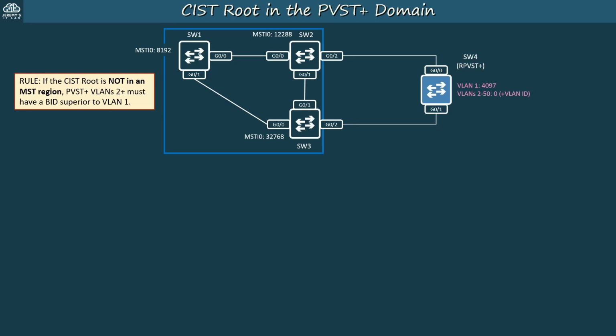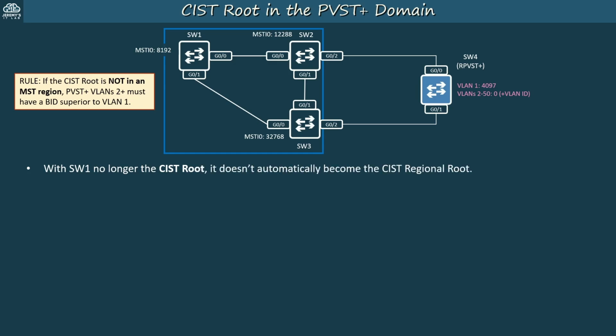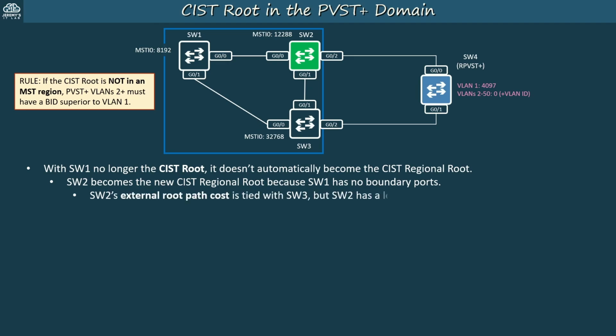Before we examine why that rule is necessary, let me point out a few things. With switch 1 no longer the CIST root, it doesn't automatically become the CIST regional root for region 123. Instead, switch 2 becomes the new CIST regional root because switch 1 has no boundary ports. Switch 2's external root path cost is tied with switch 3, but switch 2 has a lower MSTI0 bridge ID. With switch 2 as the CIST regional root, switch 1 and switch 3 point their root ports toward switch 2. And then, switch 2 provides the region's connection to switch 4.